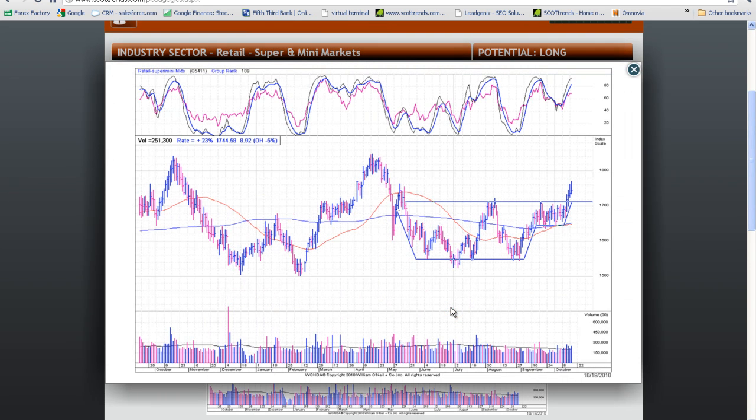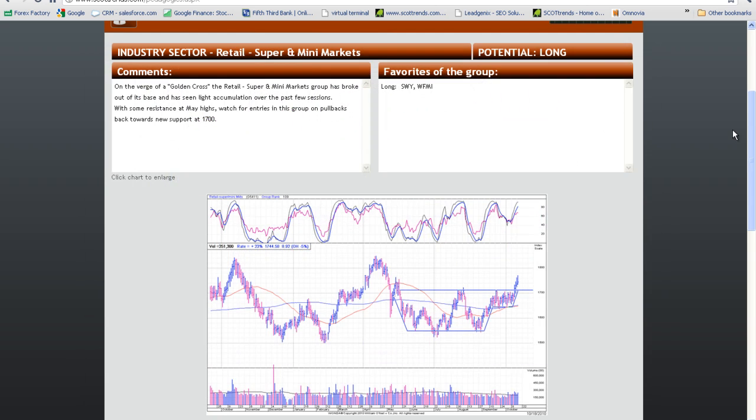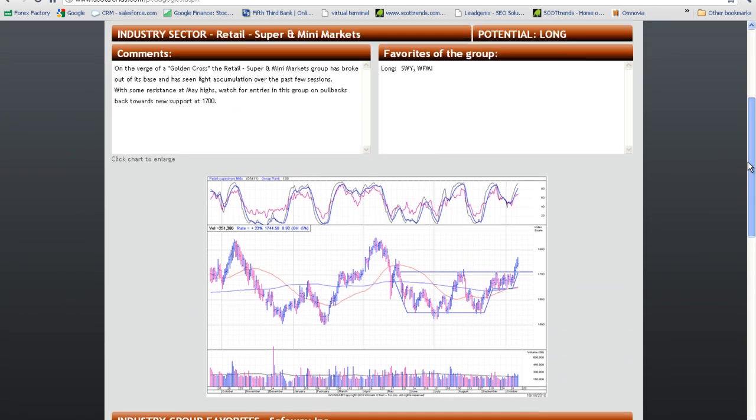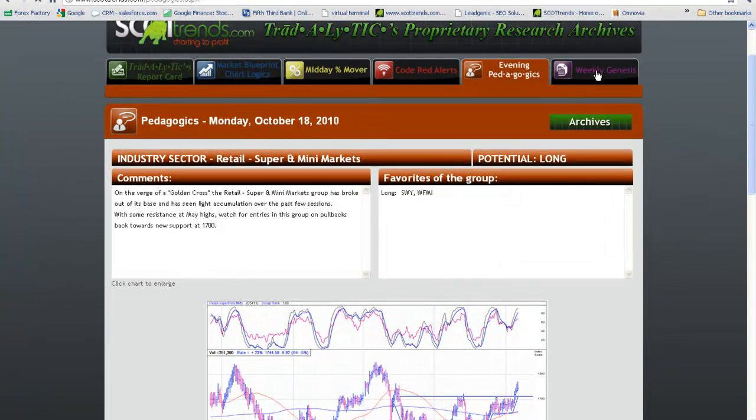And of course you can click the chart and you're going to get the overall sector picture here, a visual representation as to why we want to go long. And if you keep scrolling down, you can see we've got Safeway Inc. as a group favorite. And here's what's included in this specific group. Want to look at some of these stocks for some potential plays. And then of course the same thing, you can click on that chart and then it's going to blow up for you.